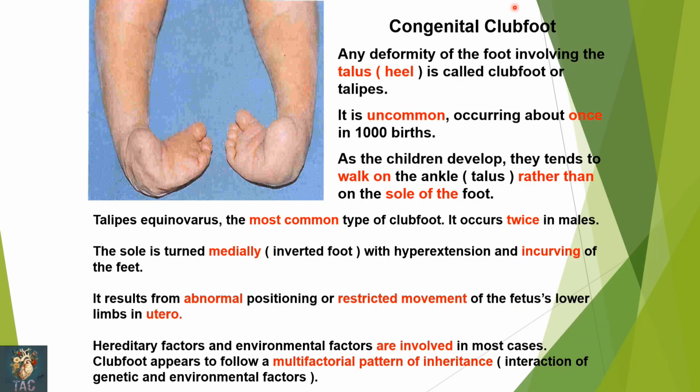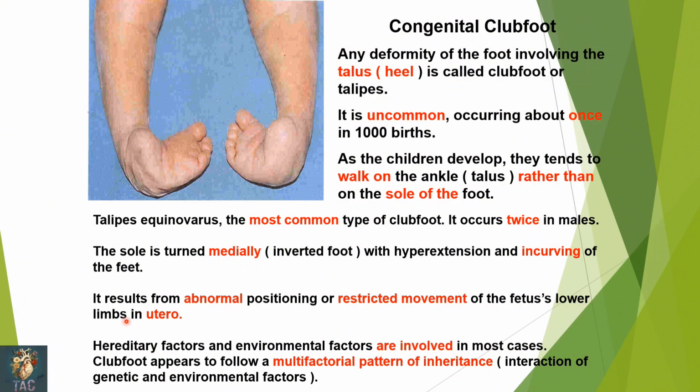Another very important and very common one is congenital club foot. Any deformity of the foot involving the talus is called club foot or talipes. There are different varieties of talipes. It is uncommon, occurring about once in 1000 births. As the child develops, they tend to walk on the ankle rather than the sole of the foot. Out of these club foot types, talipes equinovarus is the most common, and it occurs twice as often in males. In this condition, the sole is turned medially. Here you can see it is inversion of the foot with hyperextension and incurving of the foot. So this is talipes equinovarus.